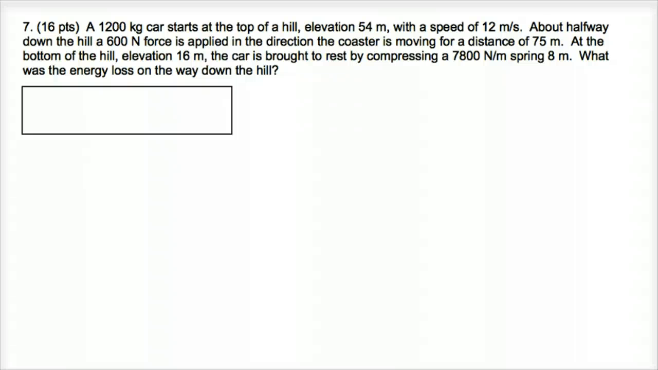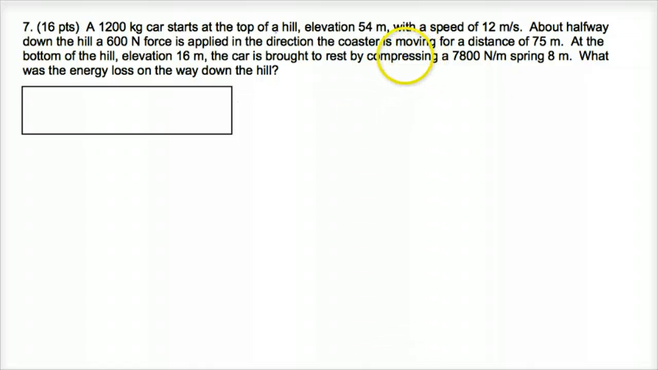Number 7 of our fall 2011 exam. A 1200 kilogram car, top of a hill, elevation and a speed. Halfway down the hill, we're applying a force. Bottom of the hill, at a given elevation, we stop it with a spring. What's the energy loss on the way? Conservation of energy problem.